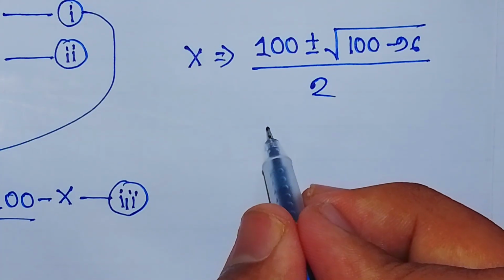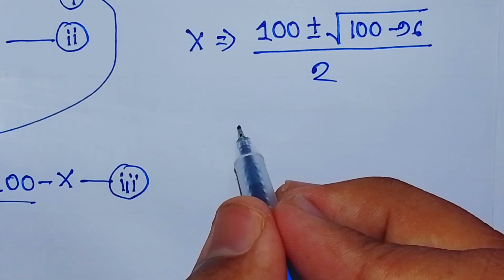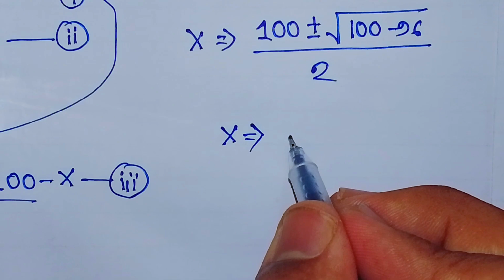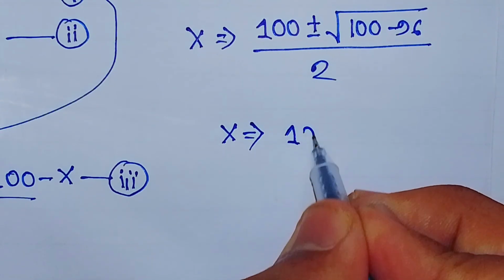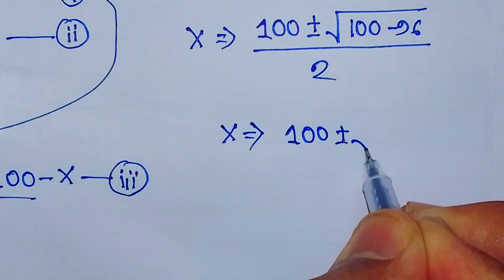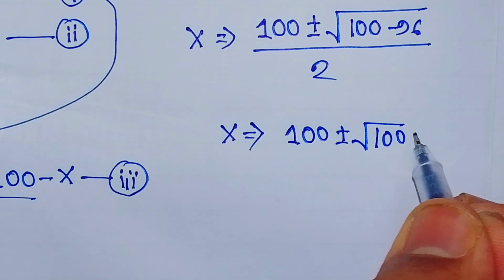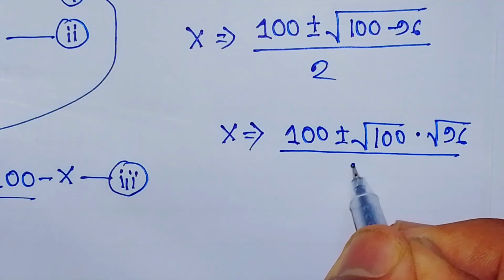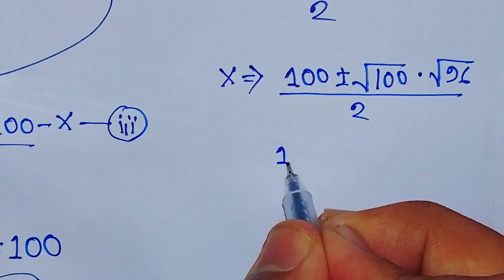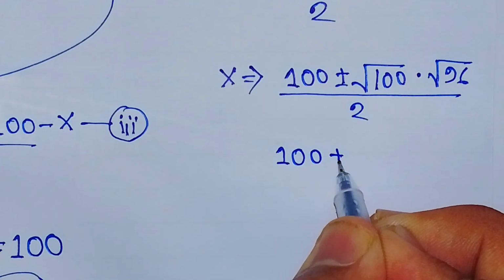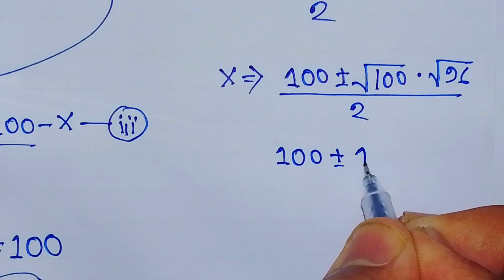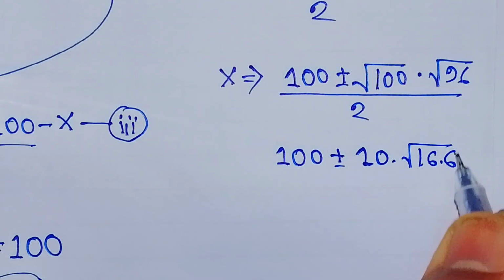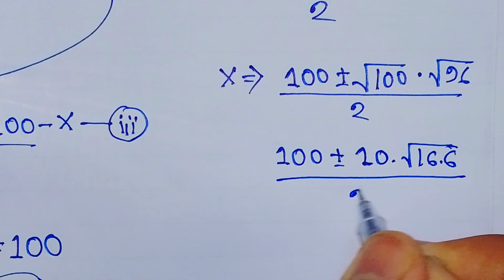We skip here some lines. Hope you guys understand the calculation, because it's a very basic calculation. If we show them, then the length of the video will be more, so we just skip. Now we'll write this 100 plus minus root over 100 times root over 96 divided by 2, then it will be 100 plus minus 10 times root over 16 times 6 divided by 2.